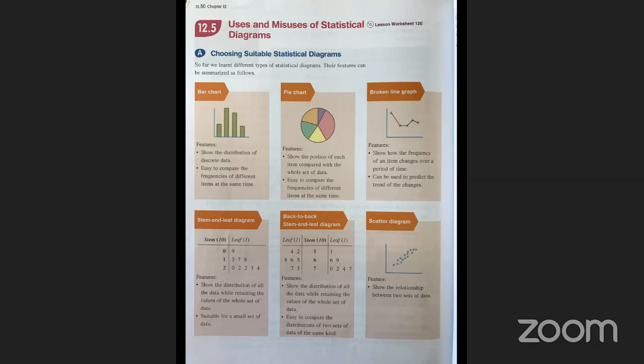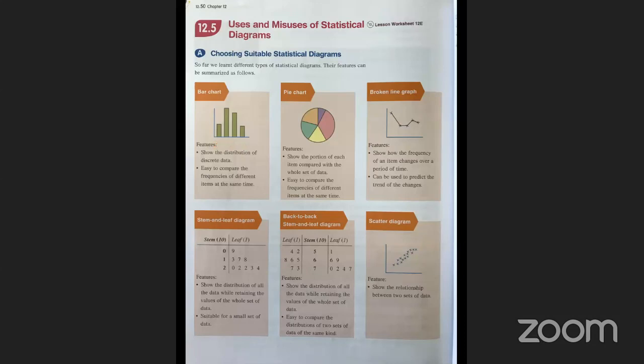Discrete data means data with just a name. For example, if this one represents apple, and this one represents orange, something like that. We can use the bar chart to show the distributions of these kinds of data, or discrete data.